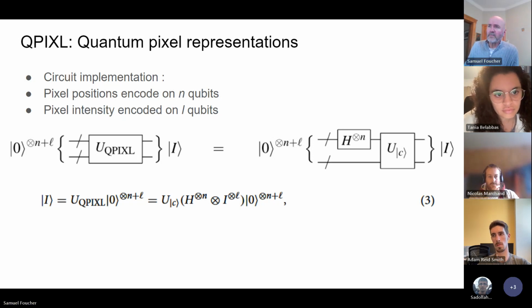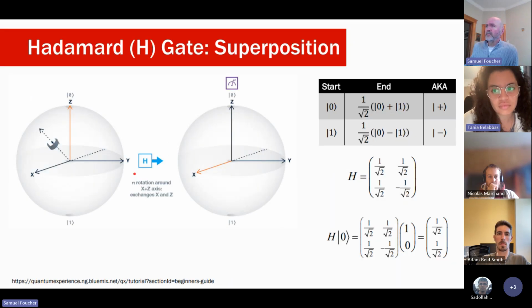So let me show you. Just like a good professor, a recall on what the Hadamard is. The Hadamard is really the superposition of states where we have equal probability. When you put a 0 state, you get a superposition of 0 and 1. So we create superposition of the states. It's basically just that.